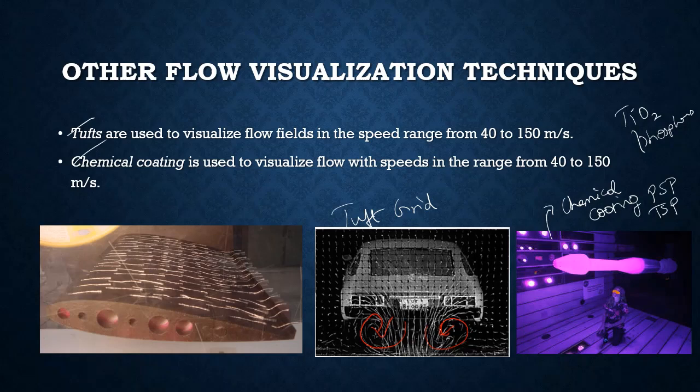After coating it, you keep this particular model inside the test section, and then when you run the wind tunnel, the air which has high pressure is exposed to a high amount of oxygen. The air which is exposed to low pressure has a low amount of oxygen. Oxygen in a higher amount glows bright, and oxygen in a lower amount glows dim. So bright light indicates high pressure, and dim light indicates low pressure.